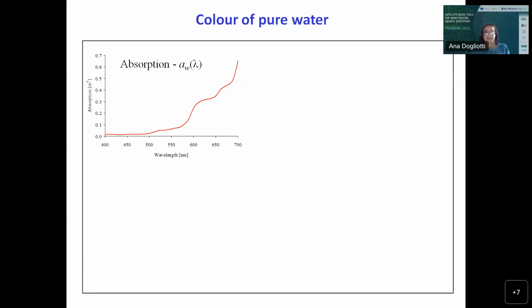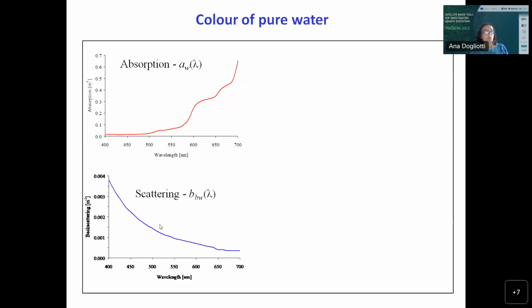So just as a simple example to understand this concept, we can talk about water. The main part of the water body is water in itself. So this is how the absorption of water looks in the visible region. We see very low absorption in the blue and increasing towards the red part of the spectrum. In turn, the backscattering of the water has this shape. Its maximum is higher at the blue wavelengths, around 400, and decreases towards the red and more in the infrared.